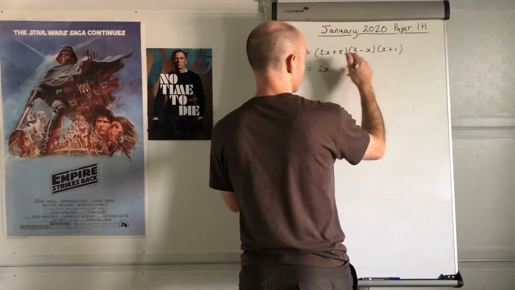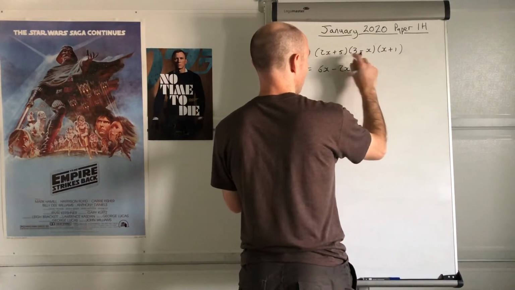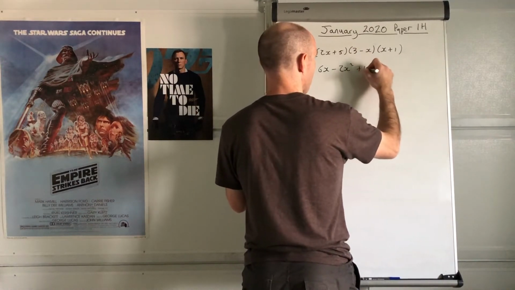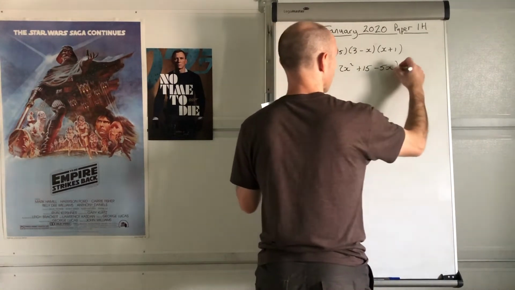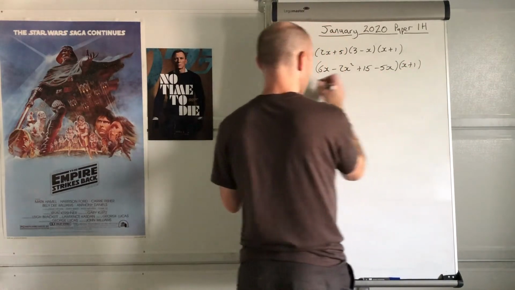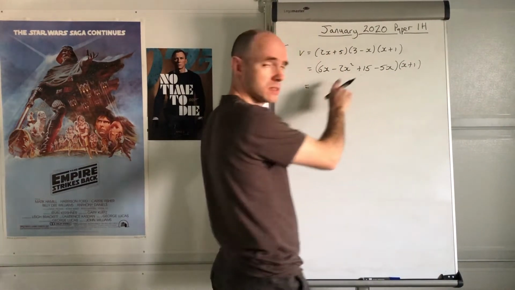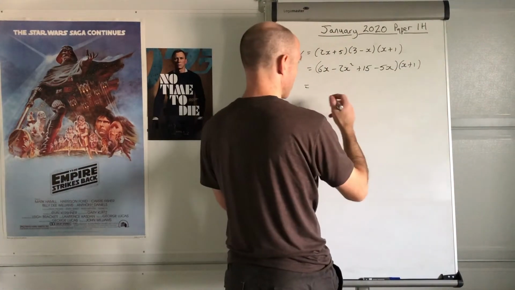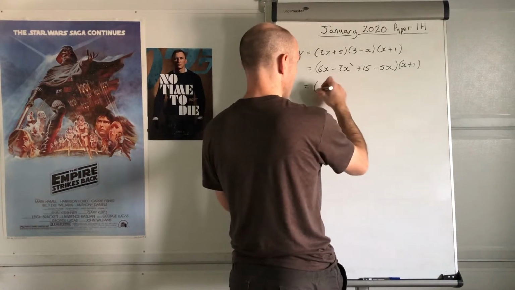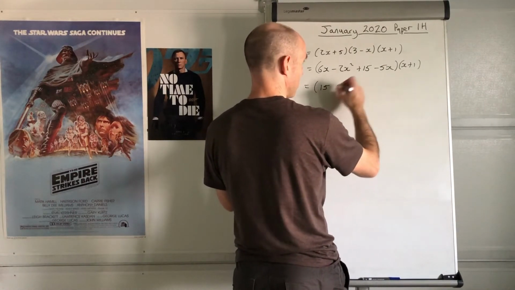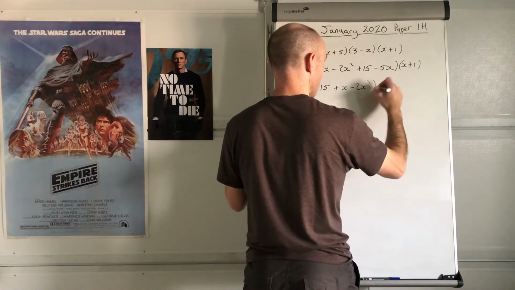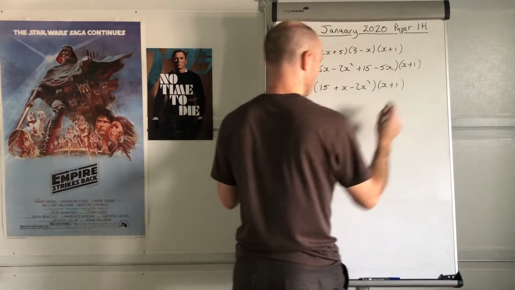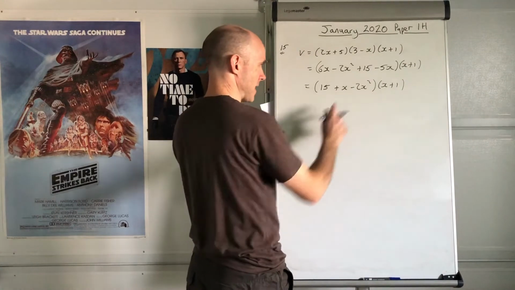And then this times this, subtract 2x squared plus 15, and then subtract 5x, and then in brackets that is x plus 1. Make sure you simplify that first before you do the expansion again, okay? So that's going to be 15 plus x minus 2x squared. Can you see what I've done there? I've just written it in a logical order, with increasing powers of x.